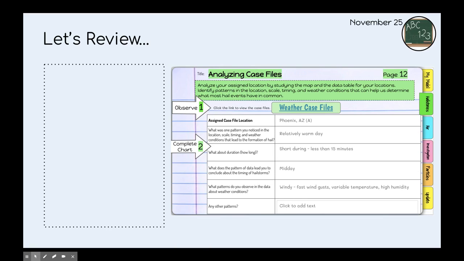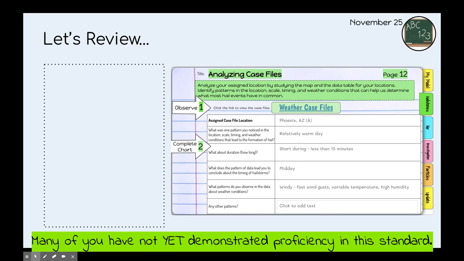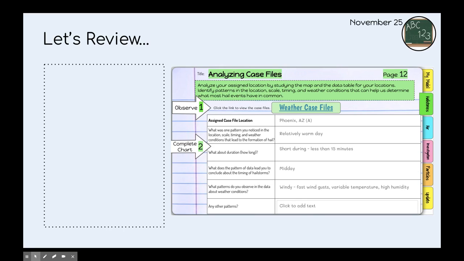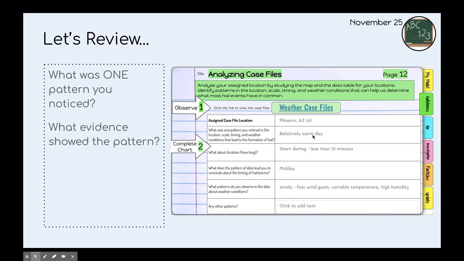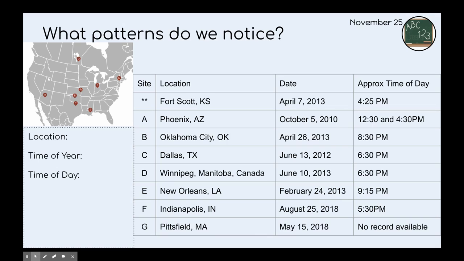Today, I'm going to be going over what you need to do to update your claims, evidence, and reasoning statement that you made from the weather case files. Many of you have not yet demonstrated proficiency in this standard, and that tells me that I need to do some more teaching. So, when you go back and look at these weather case files, I want you to think about what was one pattern you noticed, what evidence showed the pattern, and what other evidence showed the pattern.